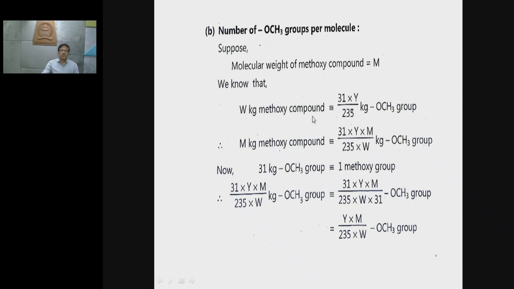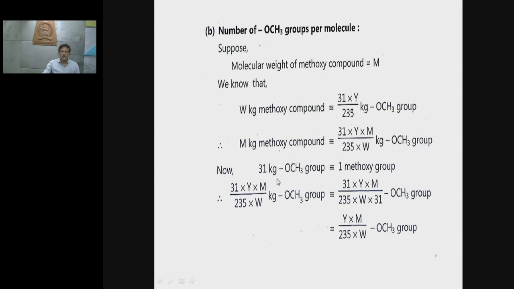Now see the calculation for the number of OCH3 groups per molecule. Suppose the molecular weight of the methoxy compound, the compound which we took for the experiment, is M. We know already that W kg of methoxy compound is equivalent to 31 multiplied by Y divided by 235 kg of methoxy group. Therefore M kg of methoxy compound, that is the molecular weight, is equivalent to, again by cross multiplication, 31 multiplied by Y multiplied by M divided by 235 into W kg of methoxy group.